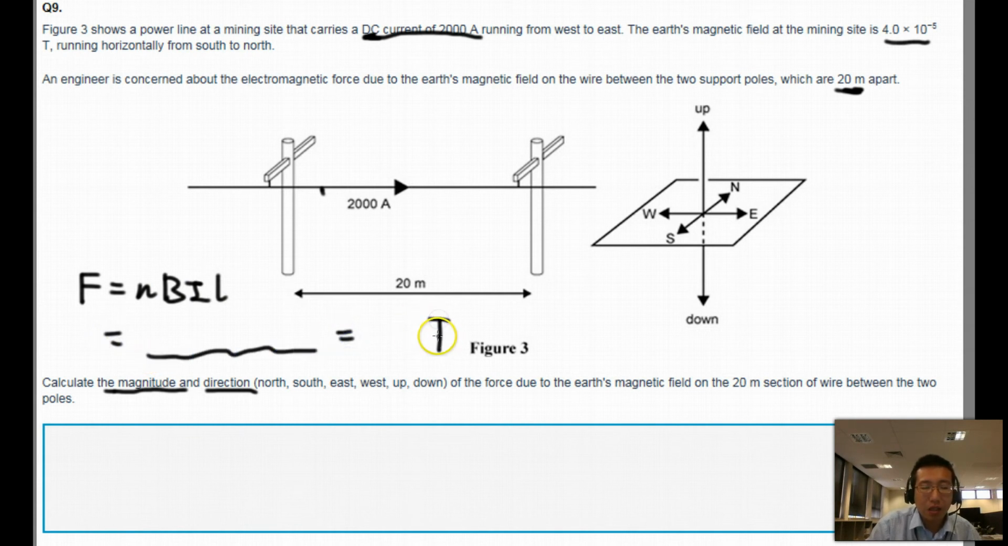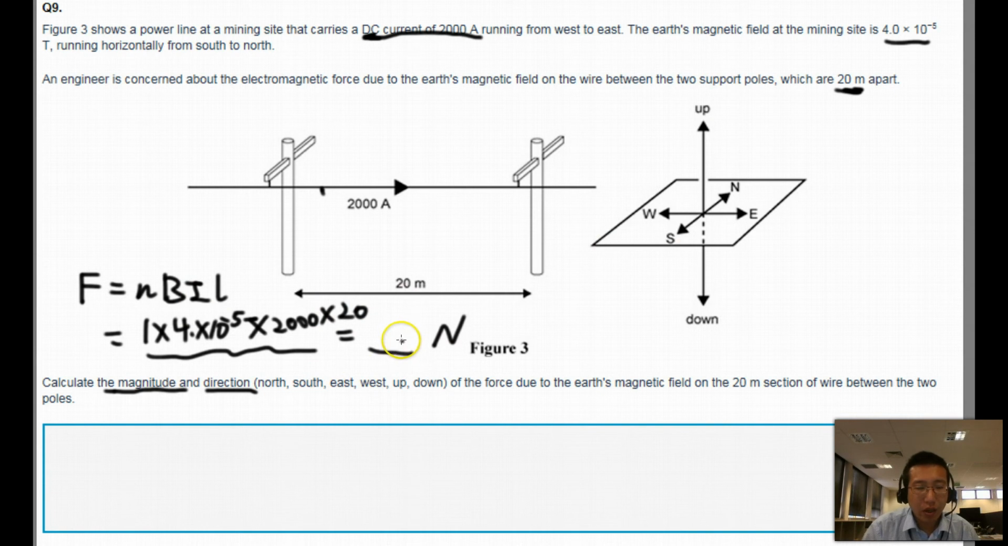Write down the numbers, and you get your answer in newtons. So your N should be 1, there's only one wire. So I have 1 times B, 4 times 10 to the power minus 5 Tesla, times the current, which is 2000, times 20 meters. Now put it in, you get your answer. Let's find out the direction.